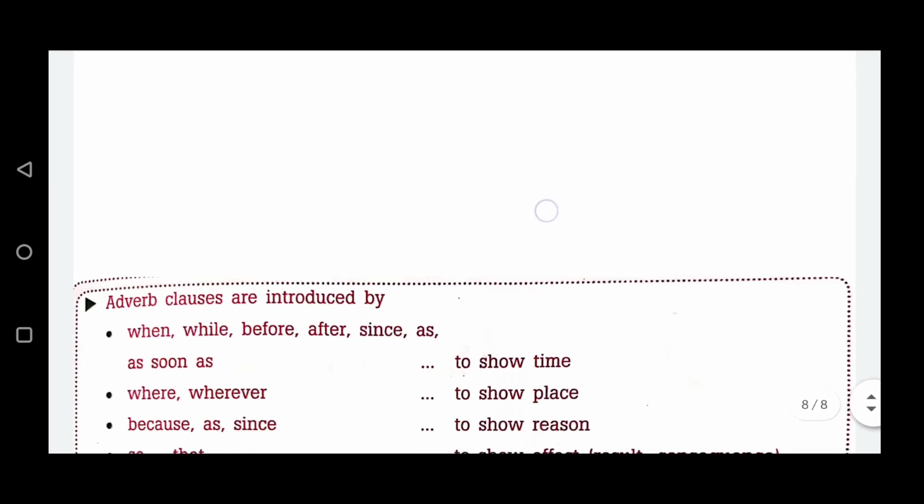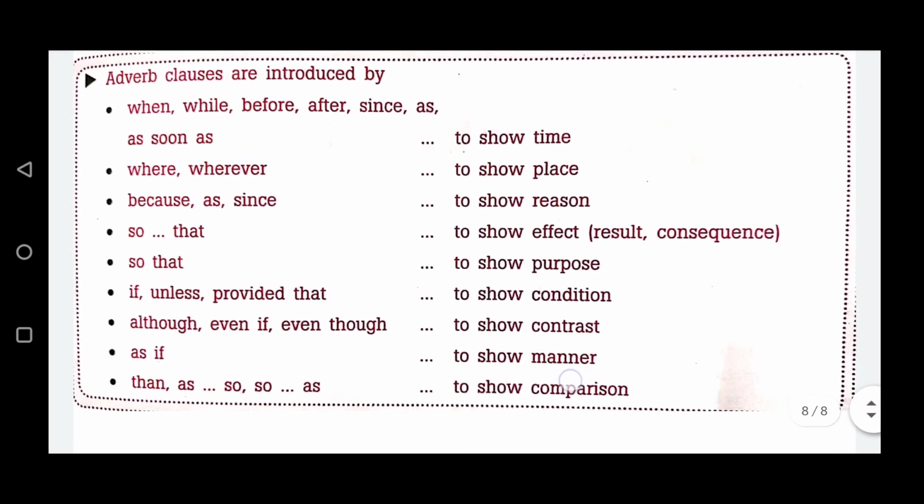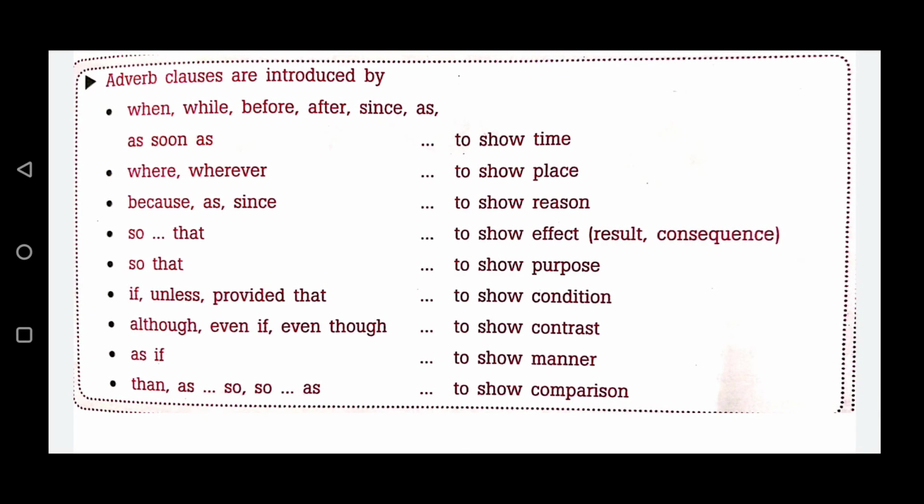Now normally these adverbs, some words which introduce each of them, are written here, so you just have a look, take a glance. It will be more easy for you. So if you want to show time, you need to have when, while, before, after, since, as soon as. These are the words normally used for adverb clause of time. Adverb clause of place बताने के लिए where या wherever, these words are used. Adverb clause of reason बताने के लिए you have because, as, since.